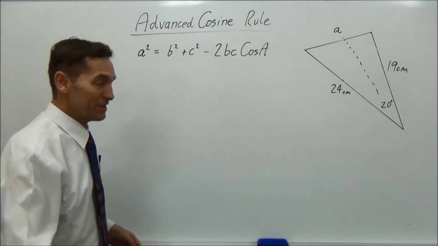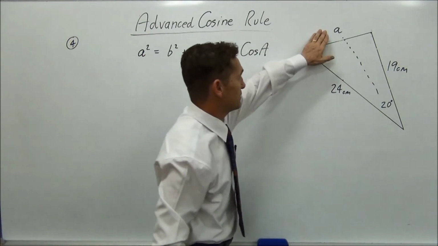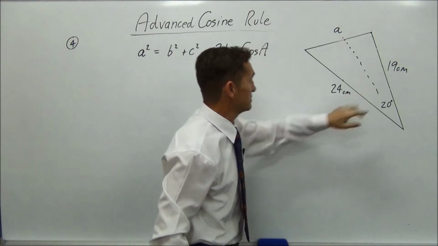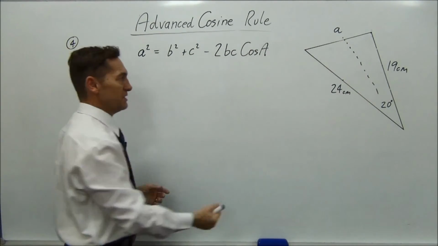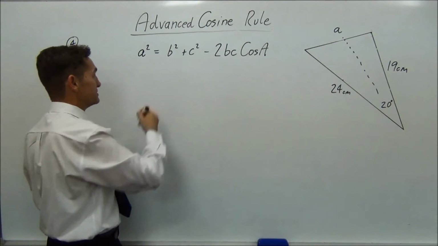G'day again, back for another one of the advanced cosine rule. So we're going to use the formula again. We're going to find A, and we're looking at the opposite. A is opposite its angle. So cosine of 20, and again B and C, doesn't matter. We can call that B, that's C, doesn't matter which way. So let's have a go and let's do this.